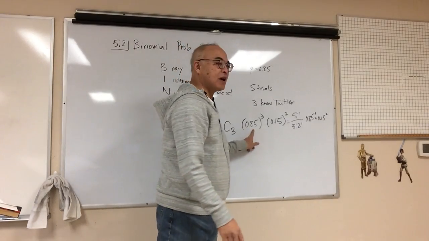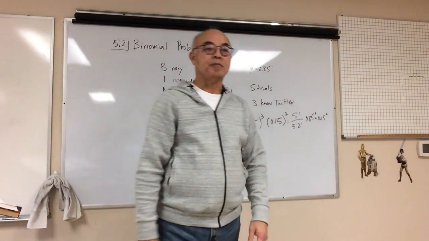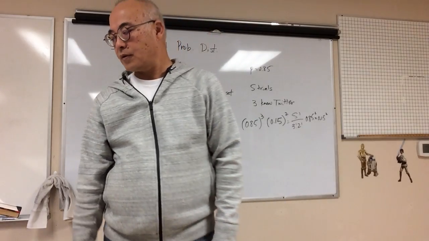You should be able to put 0.85 in there somewhere. It says trials, P, X. Trials will be 5. P would be 0.85. The number of successes would be 3. Is that the X value?